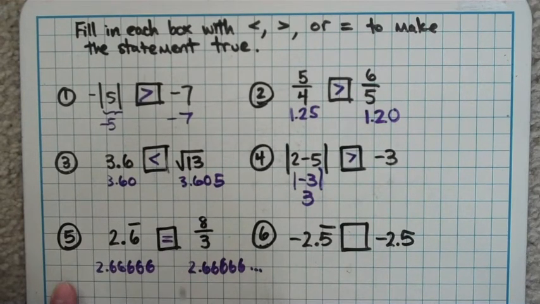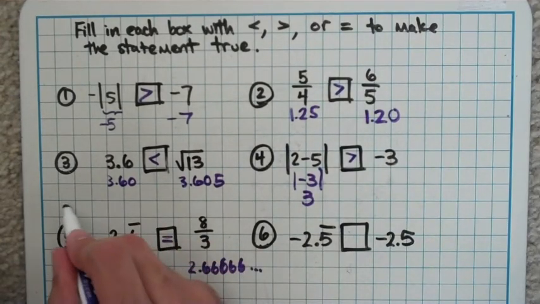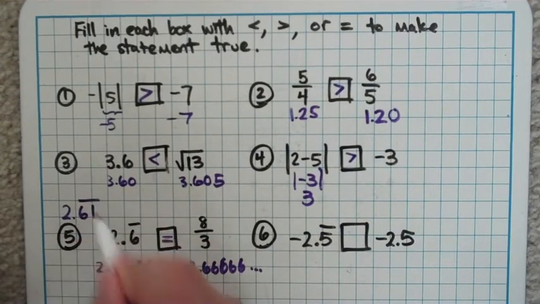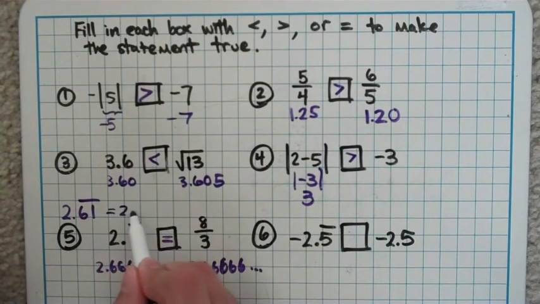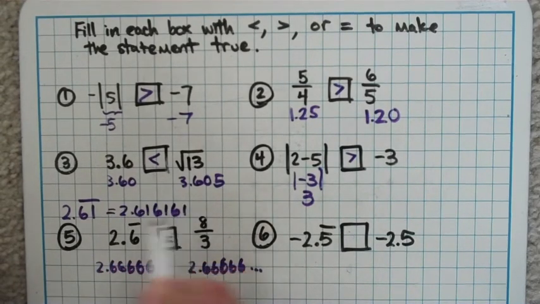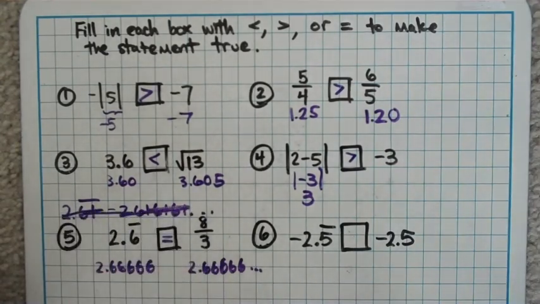They're equal. Just as a side note, if this had said 2.61 with a bar over both, that would mean 2.616161. The part underneath the bar is what repeats. But that's just a side note.